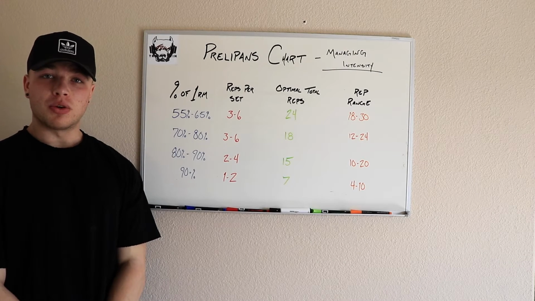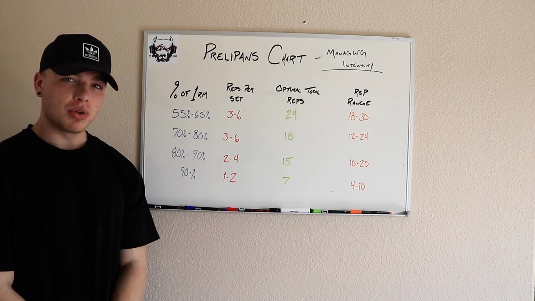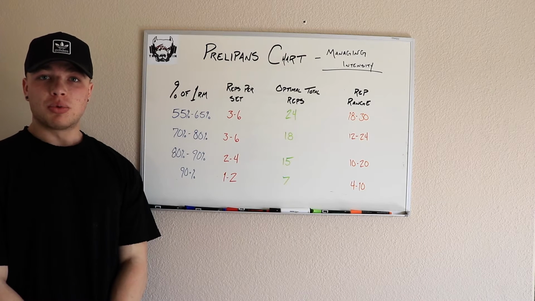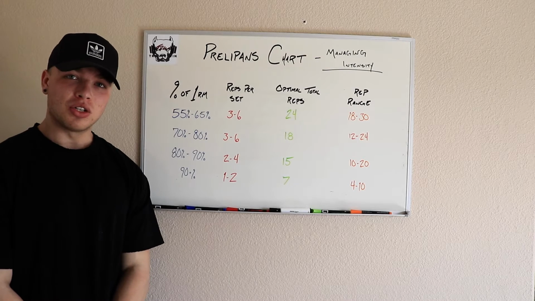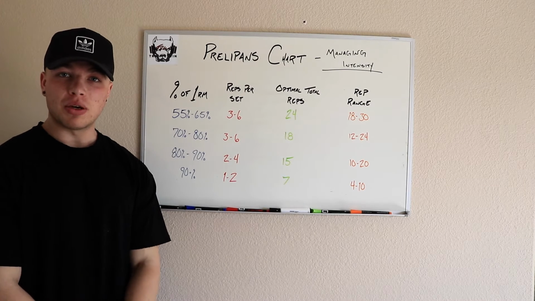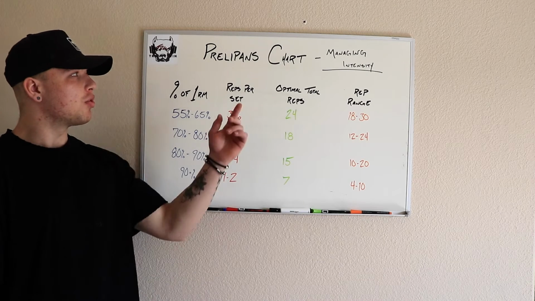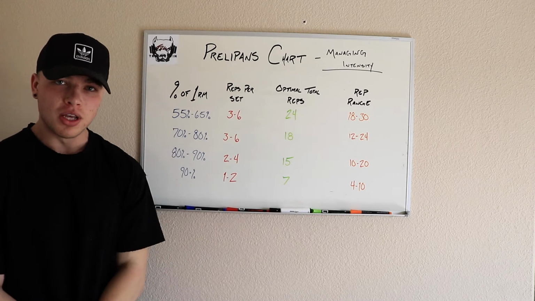In this video, we're going to build off of our Basics of Programming series. This is going to be episode 3. We're going to be discussing principles as to how we can manage intensity within our programming itself. The main tool that we like to use within our programming on how to manage our intensity is going to be referred to as Prilepin's chart.